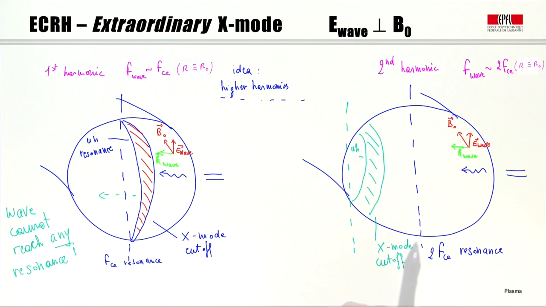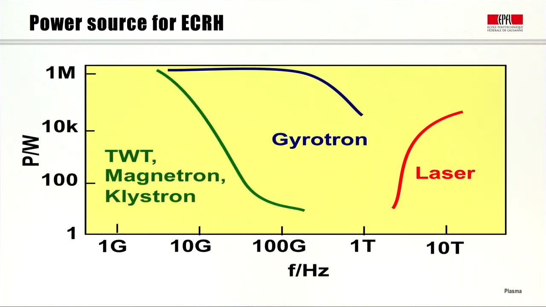Now we note we can't really continue this game. We can think of having the third harmonic also, and therefore increase the density value corresponding to the X mode cutoff. But we can't do that indefinitely because we have, first of all, a reduced absorption efficiency as we go to higher and higher harmonics. And second of all, it will become difficult to have the availability of a high power source at such increasingly high frequencies. In fact, as we say, the fundamental frequency for a 3-4 Tesla device is of the order of 100 gigahertz.